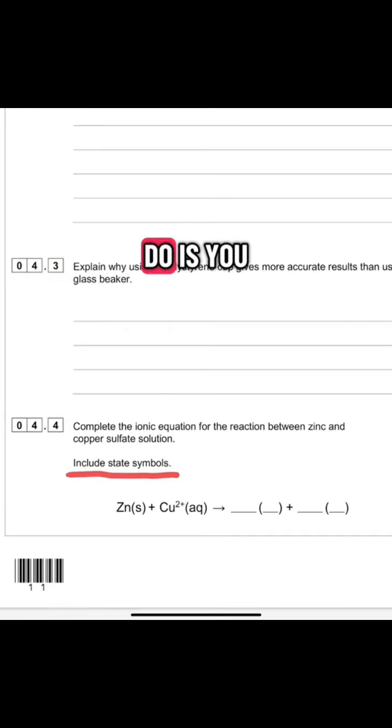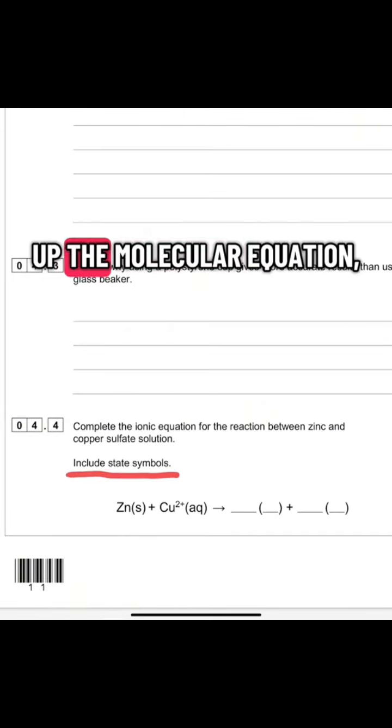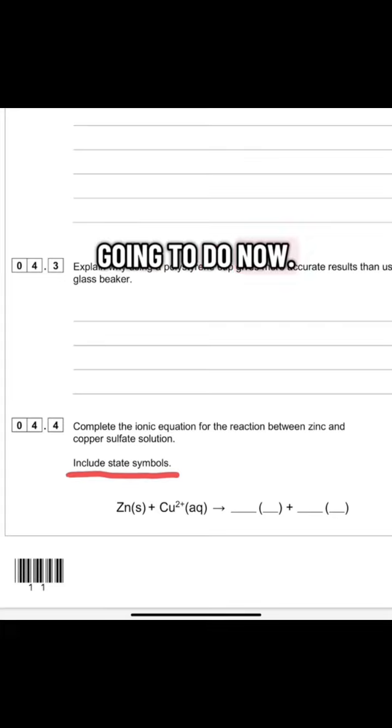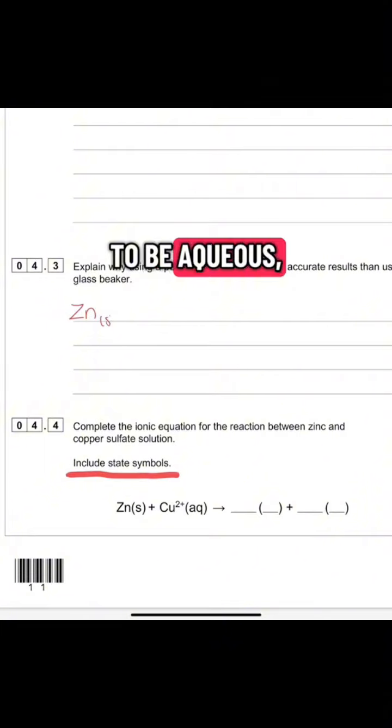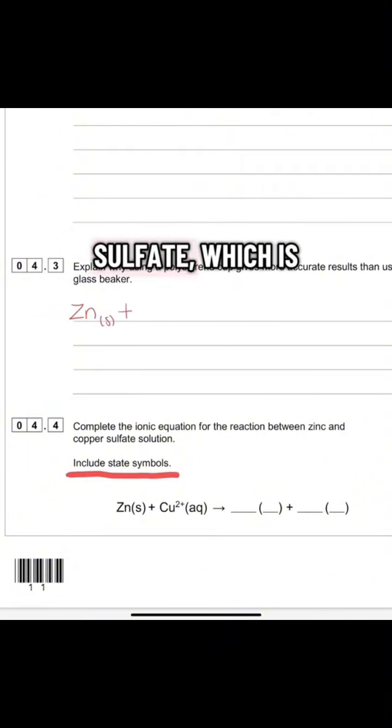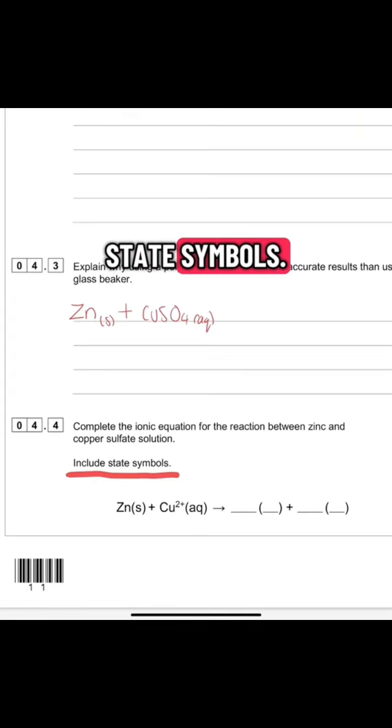First thing that you need to do is write up the molecular equation, which we are going to do now. And that is going to be zinc, which is going to be in a solid state, plus copper sulfate, which is going to be aqueous, followed by zinc sulfate, which is going to be aqueous, and copper, which is going to be solid. It is very important for you to know the state symbols.